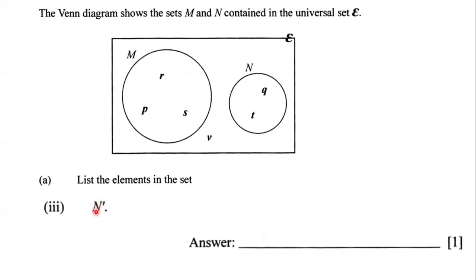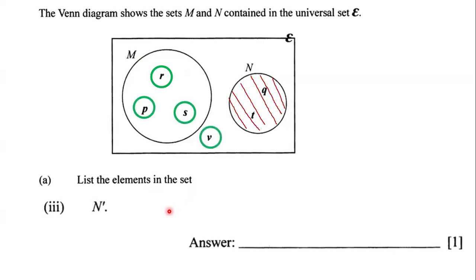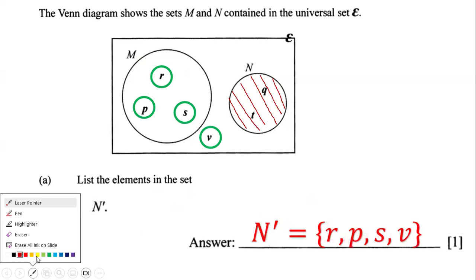Next, we want to determine what are the elements in N complement. Now, N complement means that we can take any element inside of the universal set, but we cannot use any elements inside of N. So we cannot use Q and we cannot use T. We can include any other elements inside of the universal set except for those in N. So that's R, P, S, and V. Those are the elements in N complement.